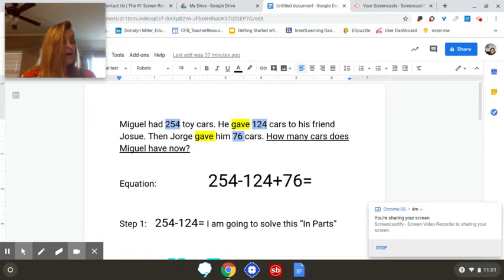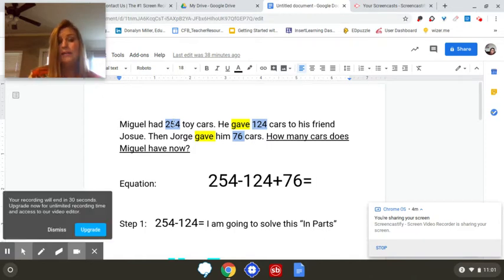So now let's move on to the P in UPS. This is the plan. This means that we're going to first write the equation. So I'm going to read through here and I'm going to write my equation to what this problem says. Miguel had 254 cars. He gave, that was our subtraction, 124 cars to his friend Josue. Jorge gave him, that's our addition, 76 cars. Now he has how many?